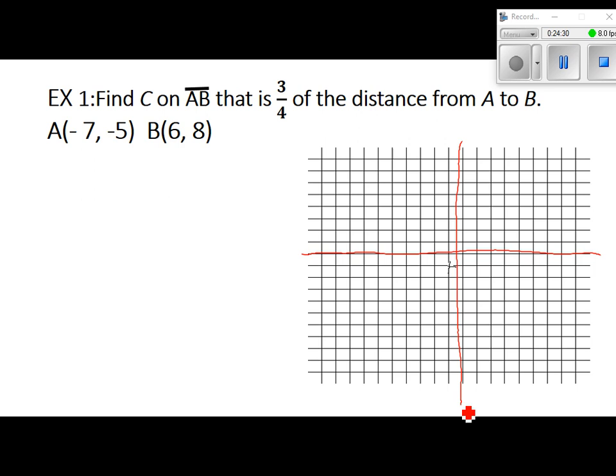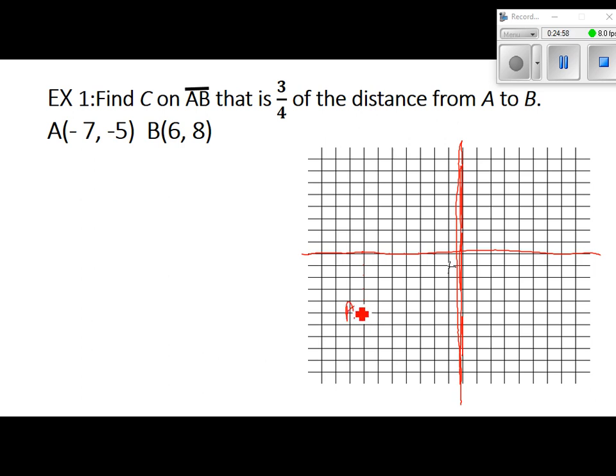How do I graph the point -7, -5? Tell me how to move. So you go 7 over 5. Come on now, I don't hear. Over doesn't make sense. Left, 1, 2, 3, 4, 5, 6, 7. Down, 1, 2, 3, 4, 5. That's point A.